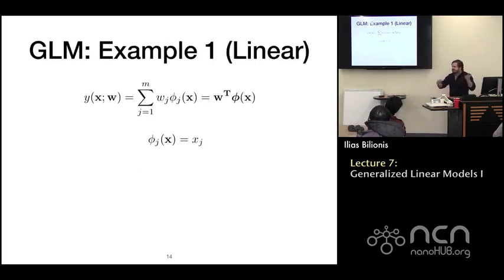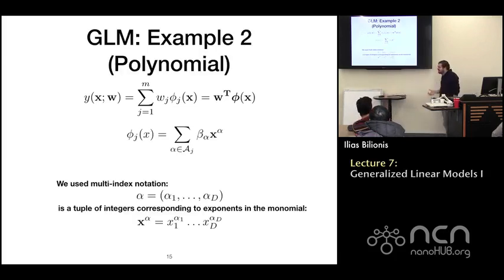All right, so here's an example of phis. Of course, you can take them to be linear in each one of the input variables that you have, right? So this is one choice. Here's another choice. You can take them to be polynomials, monomials, basically, of the input that you have.